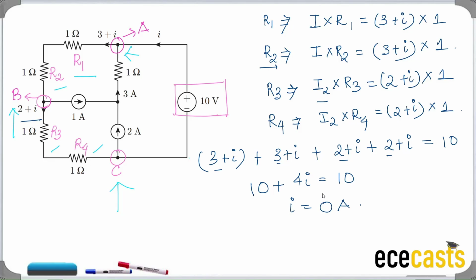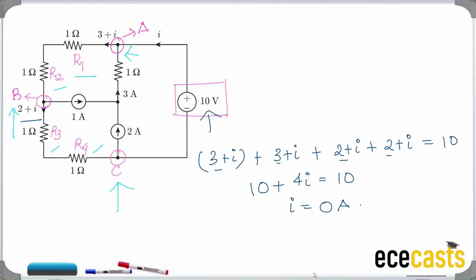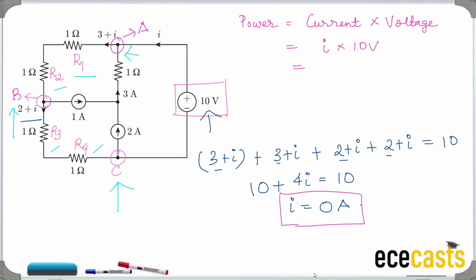Now we are left with calculating the power that is supplied by this 10 volt supply. So the total power supplied is equal to current into voltage. So that is equal to I into 10 volt. The value of I we had is equal to 0 amperes. So 0 into 10 volt, which is 0 watt.